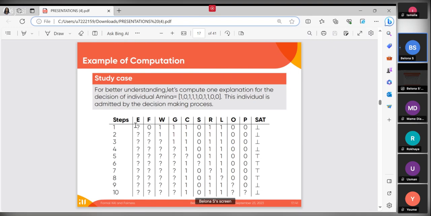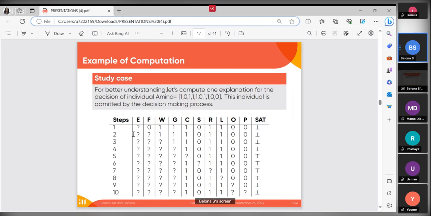So as you can see here, we will subsequently ask it to the model. First of all, at the first line, we ask, does Amina need this feature to be accepted by the system? The system tells us no. And when the system tells us no, we keep this, we don't change, we continue with the second one.